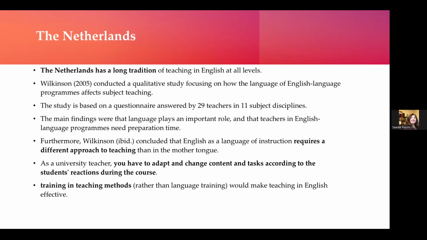As a university teacher, you have to adapt and change content and tasks according to the students' reactions during the course. The teachers in the study agreed that both they and the students had more difficulty expressing themselves in English than in their respective first languages. But they also believe that training in teaching methods would make teaching in English effective. Training in teaching methods rather than language training.